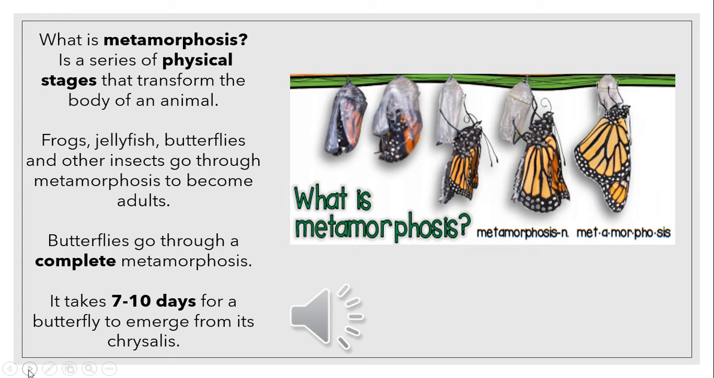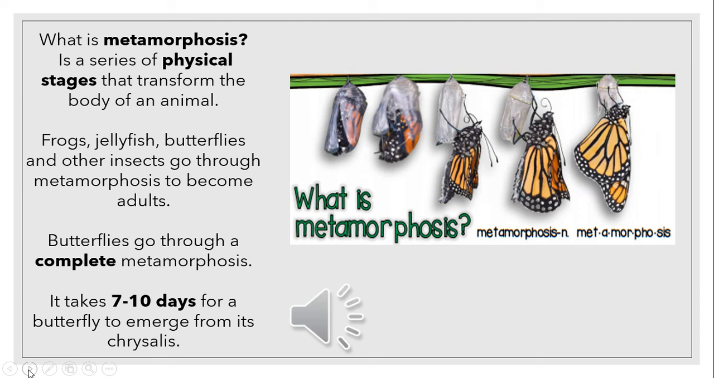A butterfly also goes through metamorphosis. What is metamorphosis? It is a series of physical stages that transforms the body of an animal. Frogs, jellyfish, butterflies, and other insects go through metamorphosis to become an adult. So remember, physical changes isn't changing your hair color, it's actually changing your body.